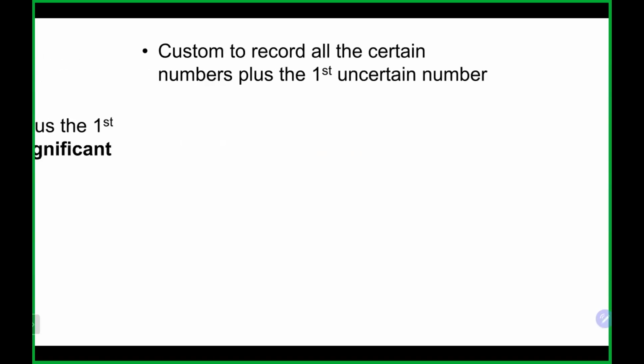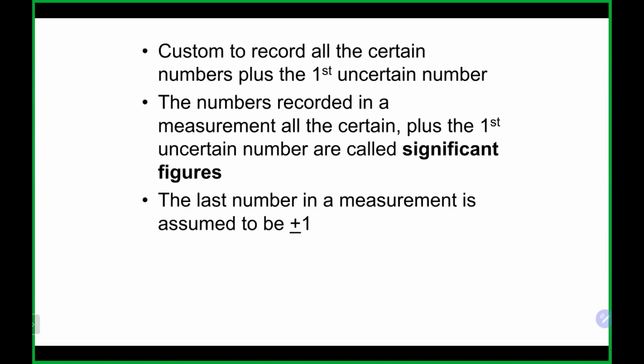All right. So as I mentioned, it is custom to record all those certain numbers plus a first uncertain number. And by the way, the uncertain number or the estimated digit is not always the last one written, but it is always the last significant figure that is written. So there's a difference in that. You'll see it maybe in some examples here, but the last significant figure should always be the estimated digit. A lot of times that is the last number written, but not always.